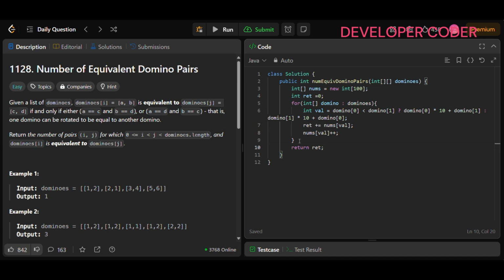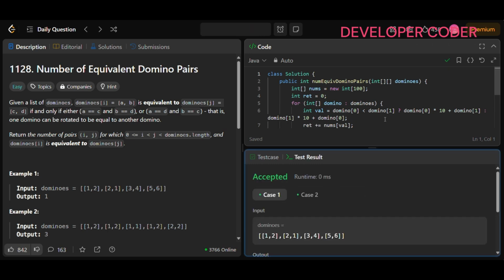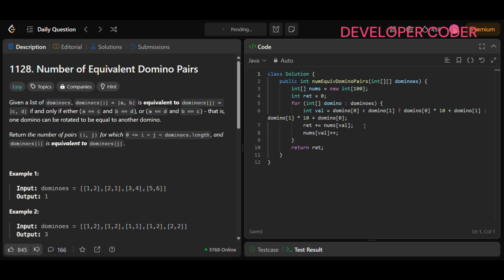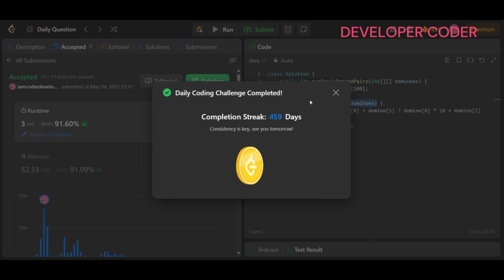Okay, that's it. Now let's run the code and see if there are any code issues. We'll try to fix that. So see, all the test cases have been accepted. Now let's submit it. And the time complexity of this problem is going to be O(n), since we are iterating over all the dominoes one by one, right?